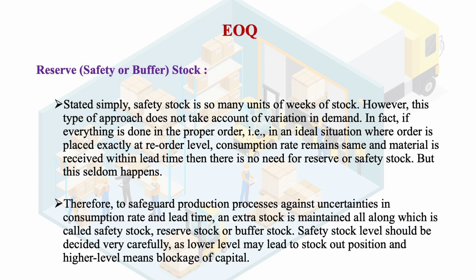Therefore, to safeguard the production process against uncertainty in consumption rate and lead time, an extra stock, the safety stock, is maintained, and it must be decided carefully. A lower level may lead to a stock-out position, and a higher level means blockage of capital. If the level is too low and the stock is nil, then the production process will suffer. So we have to maintain an optimal quantity of stock. Stock-out means the stock is nil, meaning we have no material. The minimum level should be set so that a stock-out position does not arise.